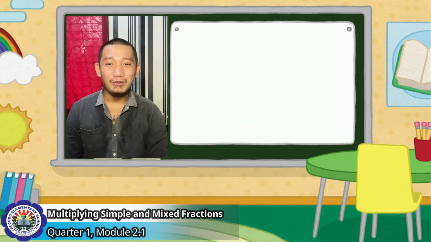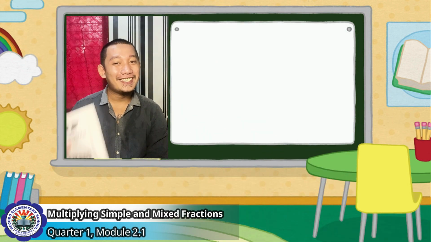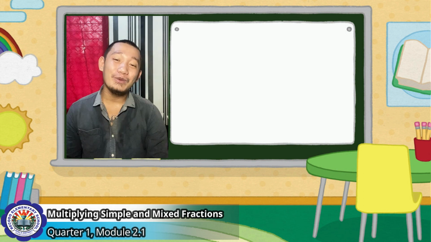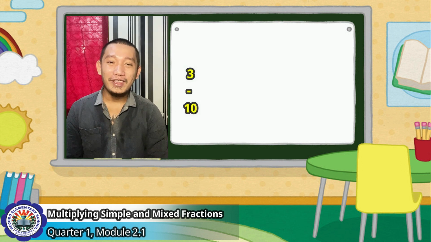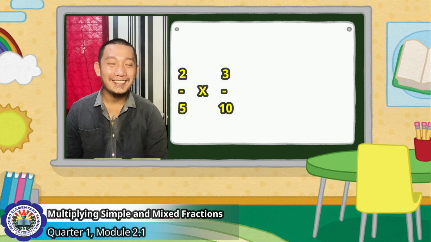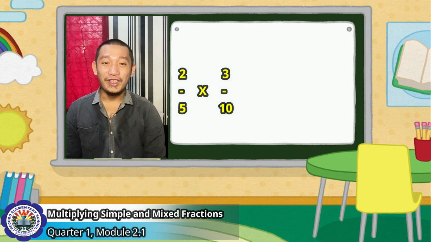Another way to multiply fractions, based on your Module 2, is what we call the cancellation method. Try to look at the given example, 2/5 times 3/10. Now, I want you to take a closer look at the numbers 2 and 10. 2 and 10 are both divisible by 2, right? Therefore, we will divide them both by 2.